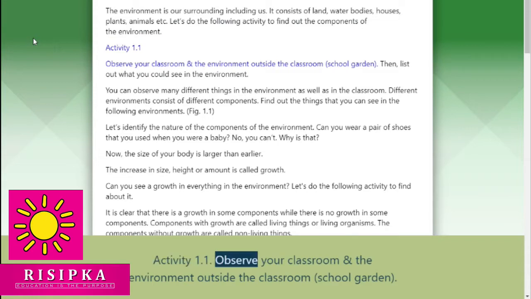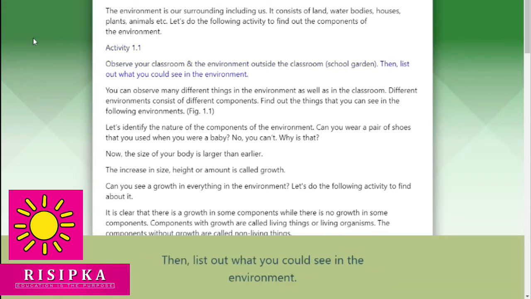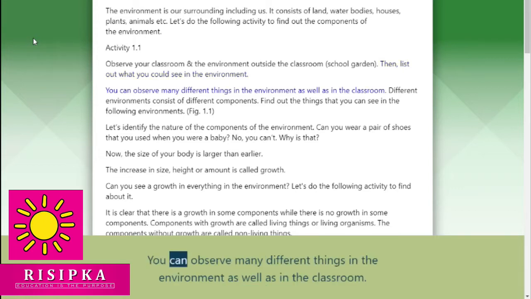Activity 1.1. Observe your classroom and the environment outside the classroom, school garden. Then, list out what you could see in the environment. You can observe many different things in the environment as well as in the classroom.